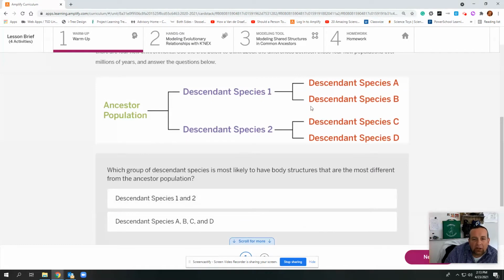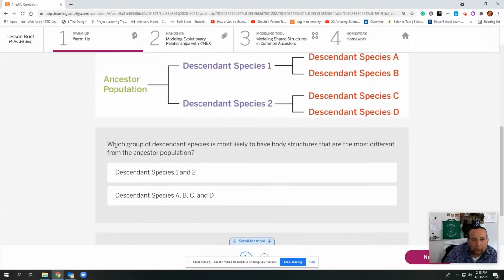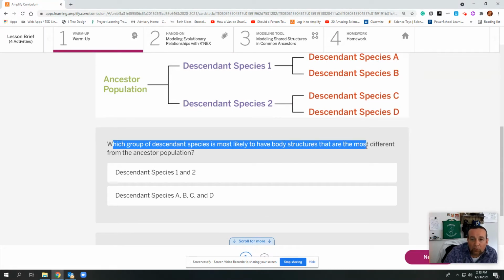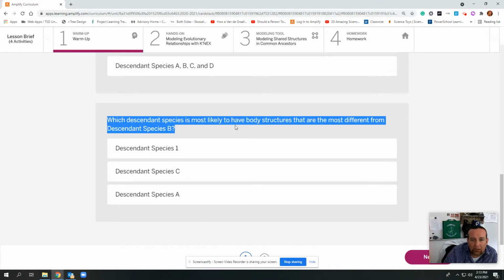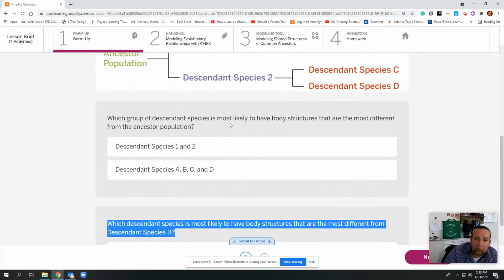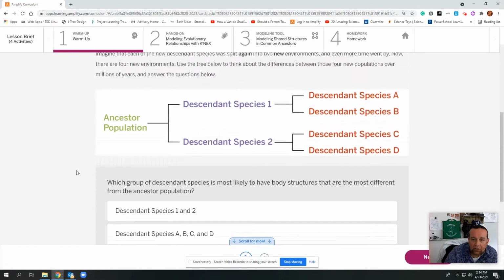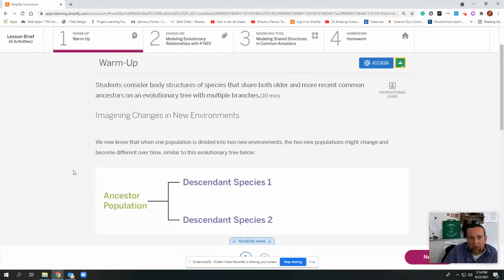What I want you to do is analyze this and answer these 2 questions down below. Which group of descendant species is most likely to have body structures that are most different from the ancestor population? And which descendant species is most likely to have body structures that are the most different from descendant species B? Okay, so I'll let you answer those. Go ahead and pause the video and answer those, and then I'll meet you on the other side.